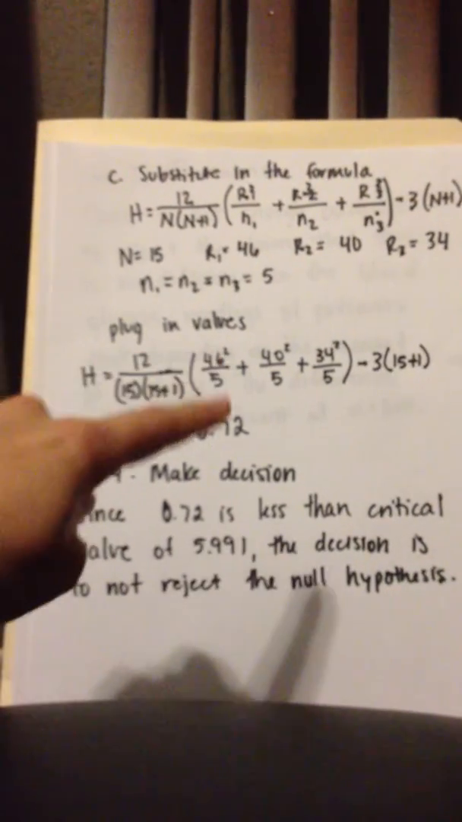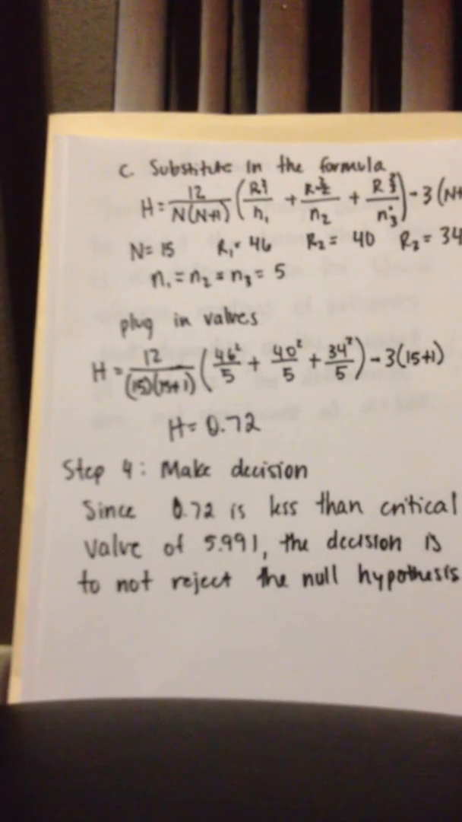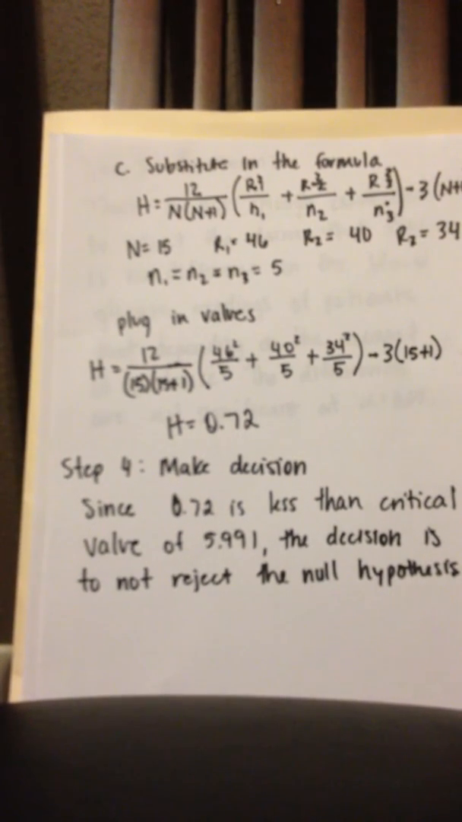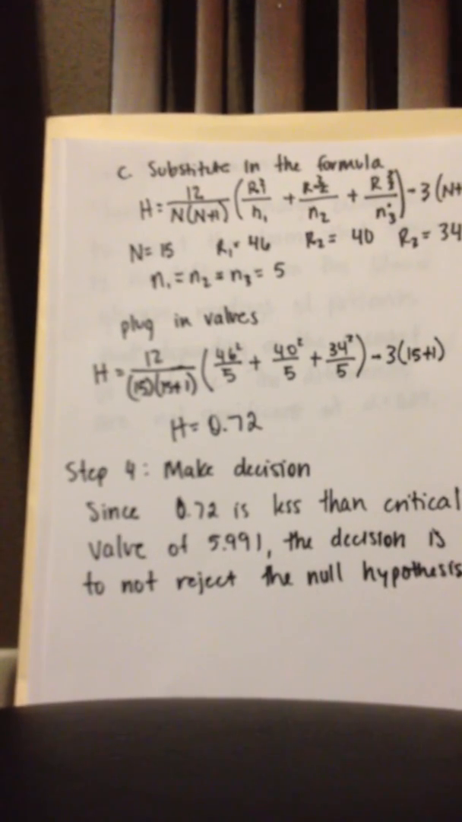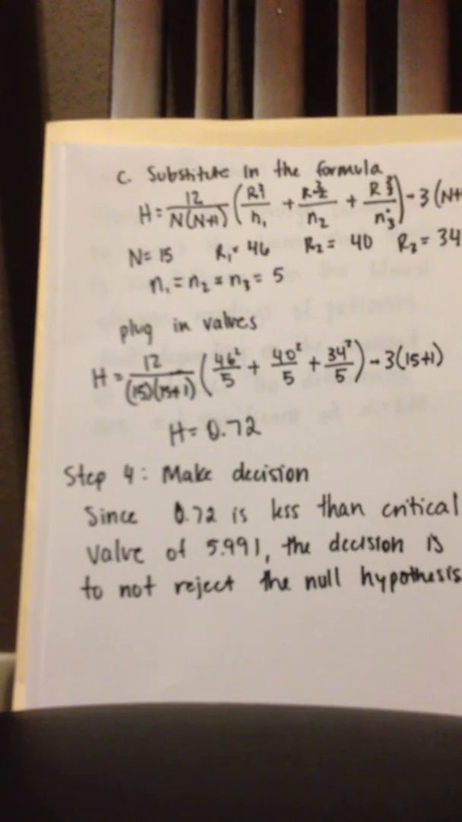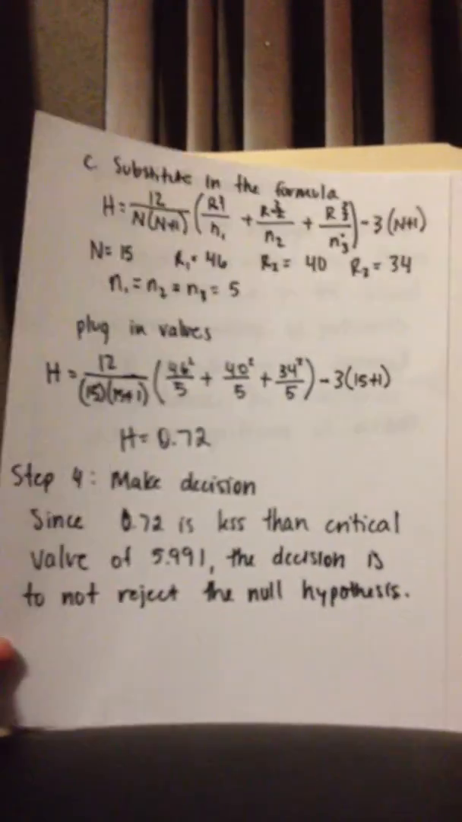So after we plug in the values and use the order of operations, we come up with a test value of H equals 0.72. So now it's decision time. Since 0.72 is less than the critical value of 5.991, the decision is to not reject the null hypothesis.